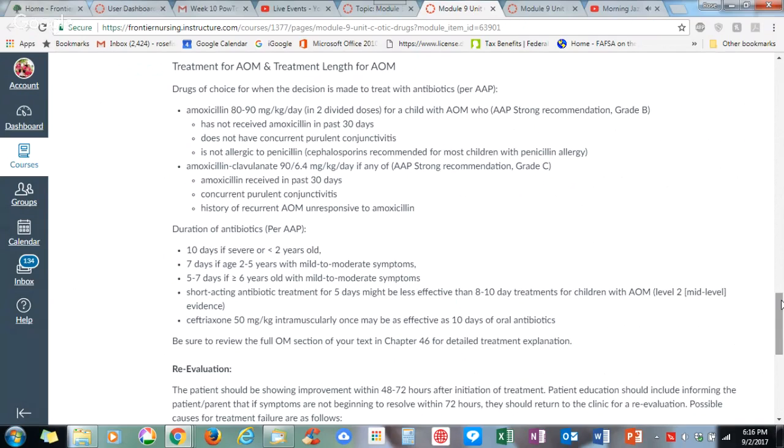The duration of antibiotics: 10 days if severe or if less than 2 years old, 7 days if aged 2 to 5 years with mild to moderate symptoms, 5 to 7 days if 6 years or older with mild to moderate symptoms. Short-acting antibiotic treatment for 5 days might be less effective than 8 to 10 day treatments for children with acute otitis media. Ceftriaxone 50 milligrams per kilogram IM once may be as effective as 10 days of oral antibiotics.